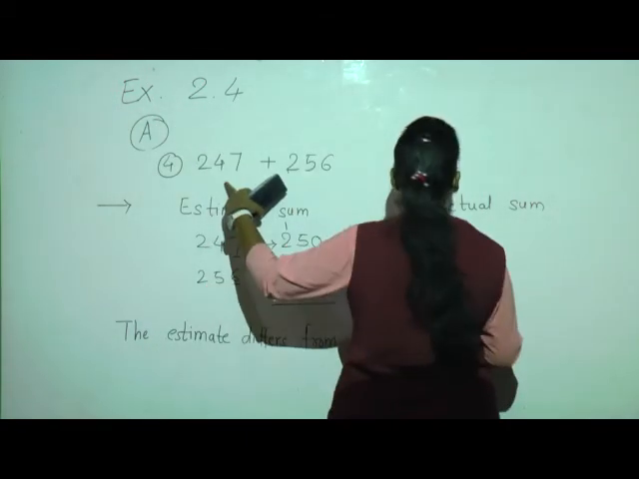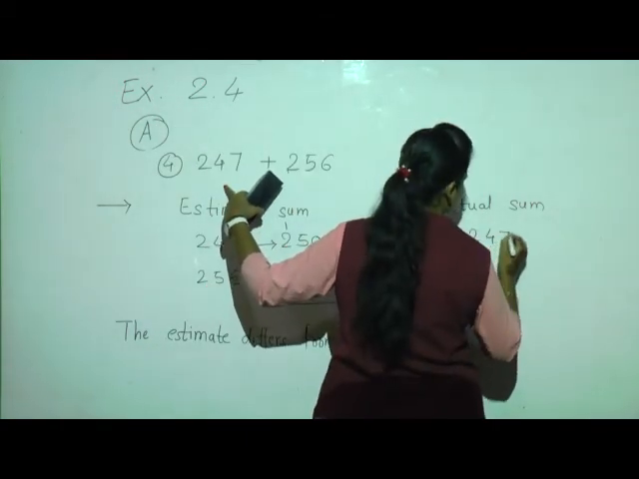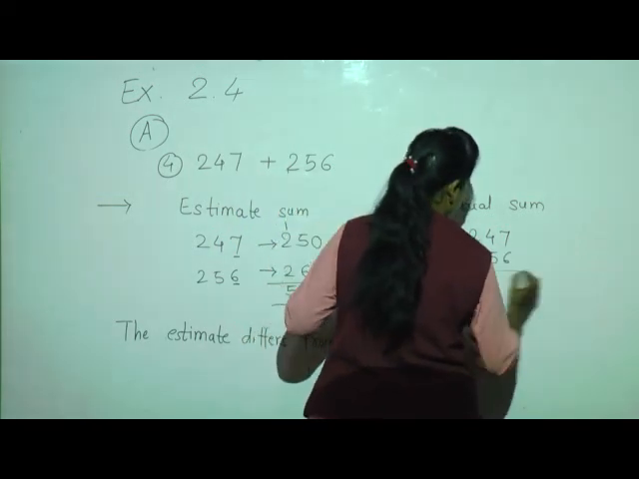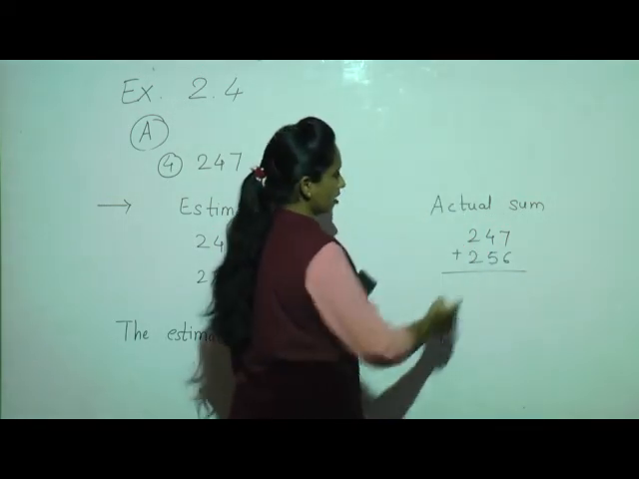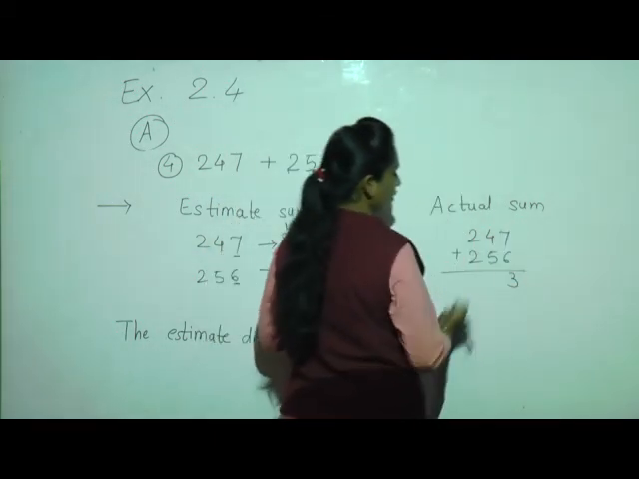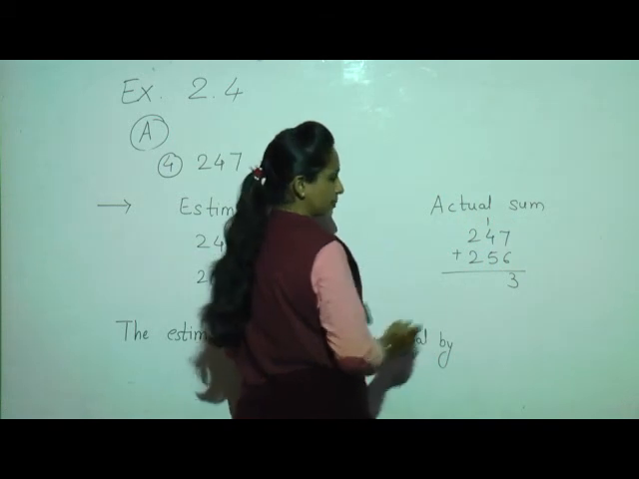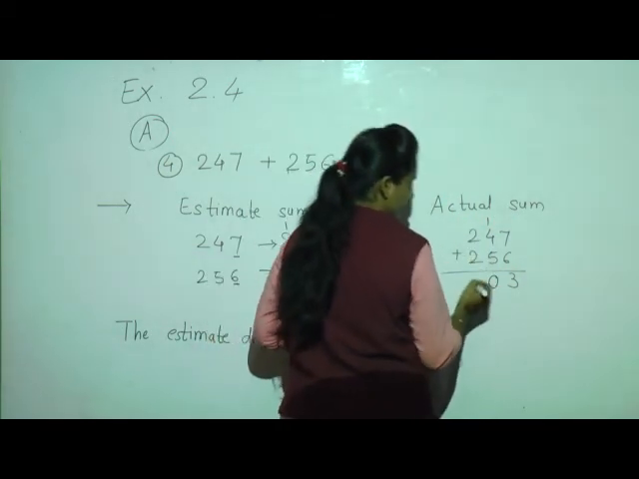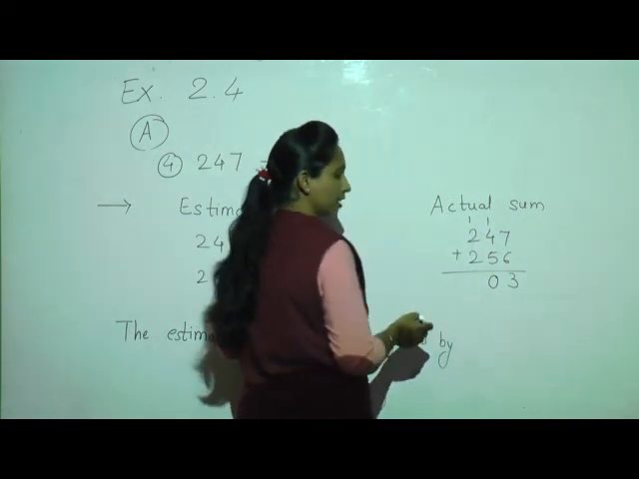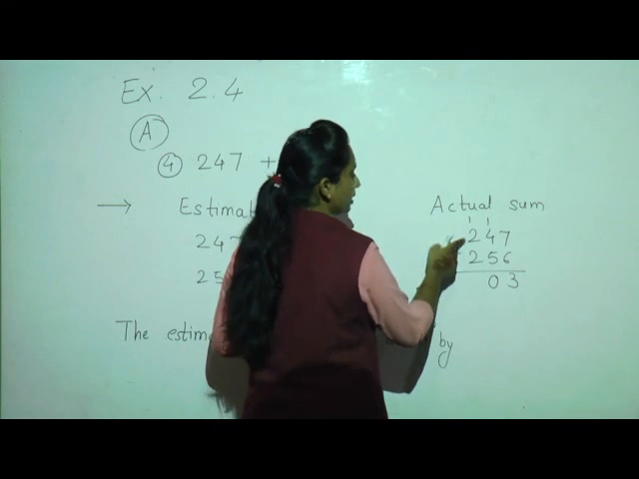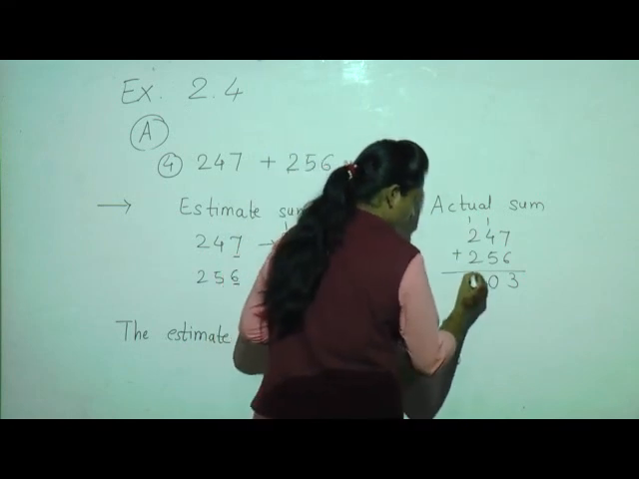What are the actual numbers? 247 plus 256. Now we will do this addition. 7 plus 6, 13. 3 on 1's place, 1 carry on 10's place. 1 plus 4 is 5, 5 plus 5 is 10. 0 on 10's place, 1 carry to 100's place. 1 plus 2 is 3, 3 plus 2 is 5.